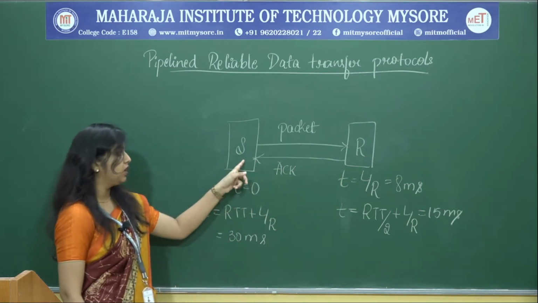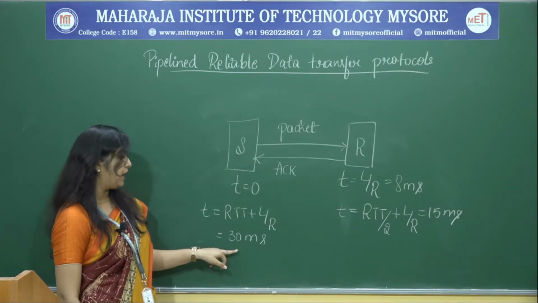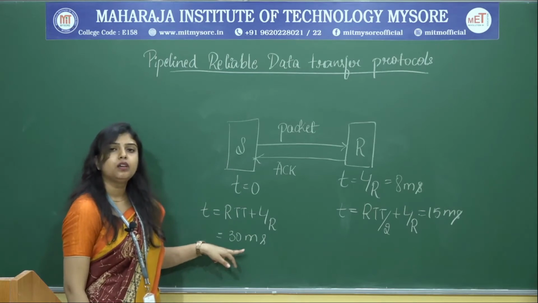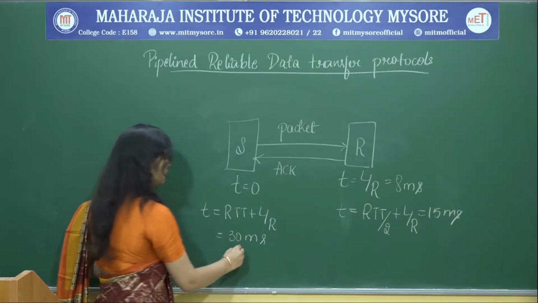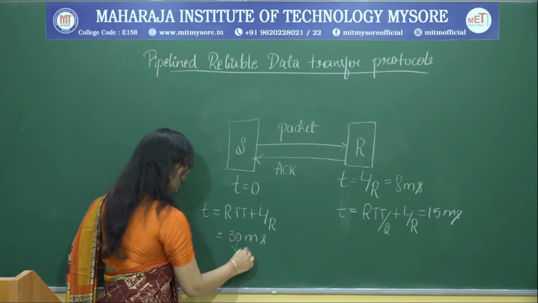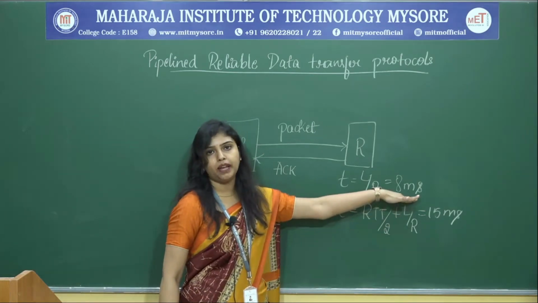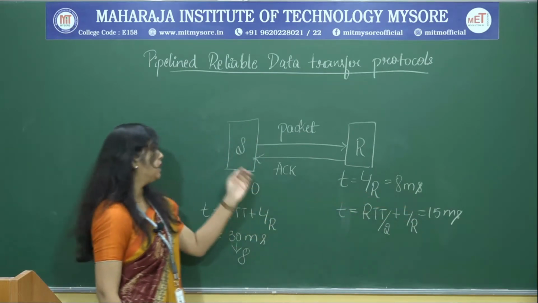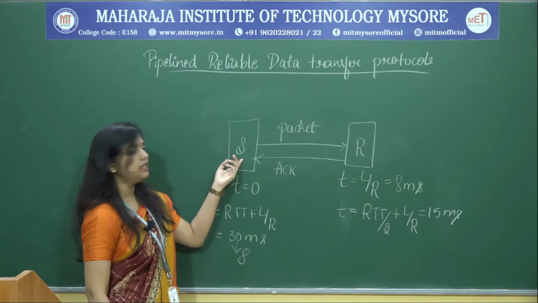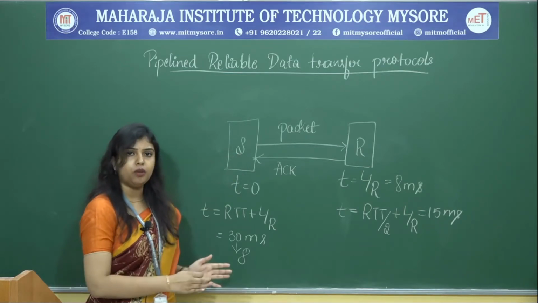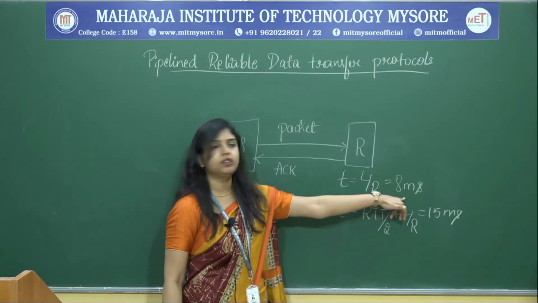So, from the sender sending the packet to the receiver, and then receiving the acknowledgement, for each packet the sender has to wait how much time? 30 microseconds. Out of these 30 microseconds, the sender was utilizing only 8 microseconds to send a packet, and the remaining time the sender was waiting to receive the acknowledgement. That means for each packet it will stop and wait for the acknowledgement. Out of 30, only 8 microseconds it is utilizing.